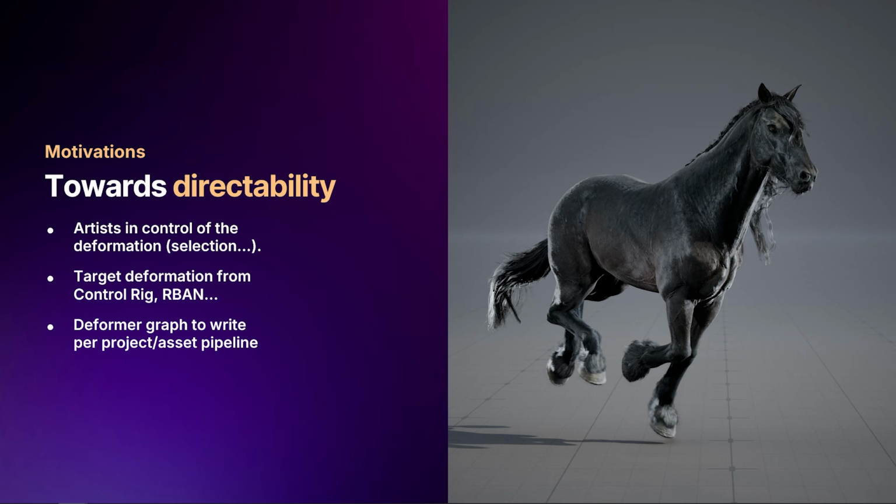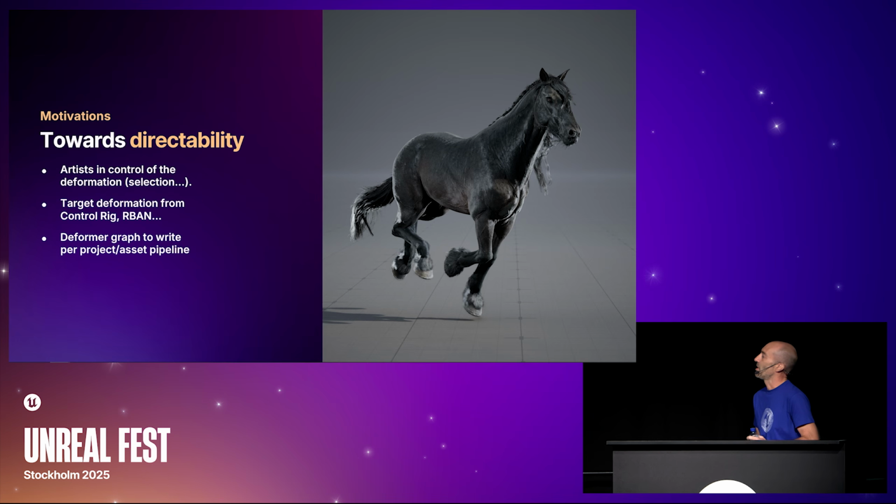Another feature that we wanted to target was art directability. I don't know if some of you have watched the demo we had at UE Fest Orlando on the Witcher one. This was a collaboration with CD Projekt. This demo was really awesome. In that demo, we had a sequence where the horse was running. It was this one. And the deformation was really great and awesome.